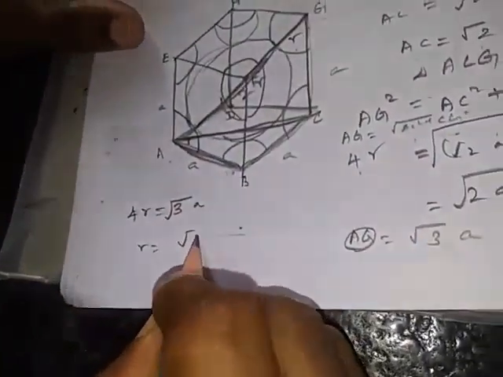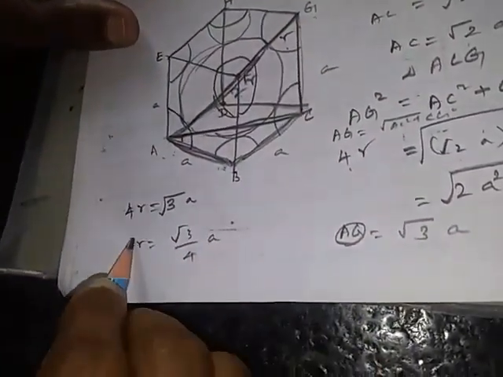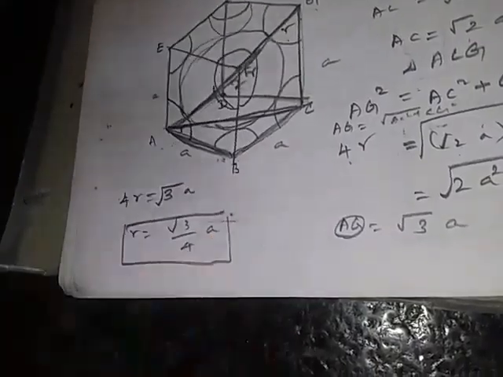And here we know very well that AG is equal to 4R. So 4R equal to the square root of 3A. So R equals the square root of 3 by 4A. So we have found the R value.